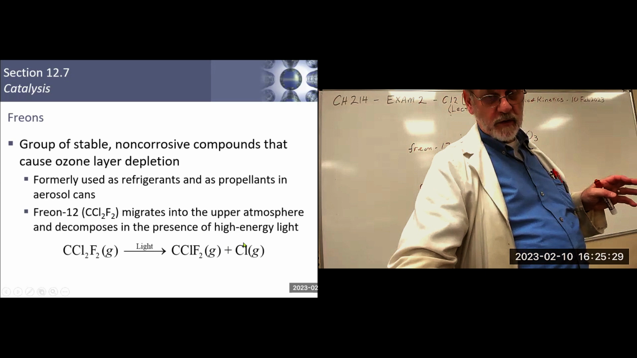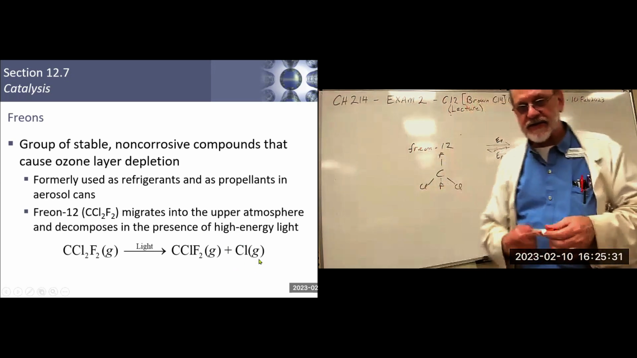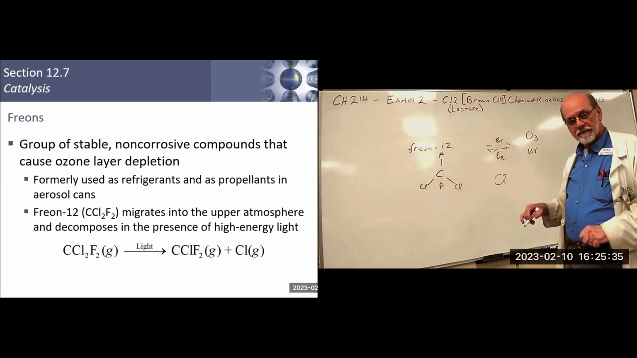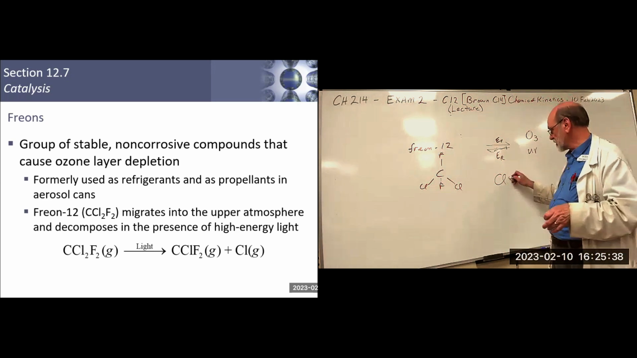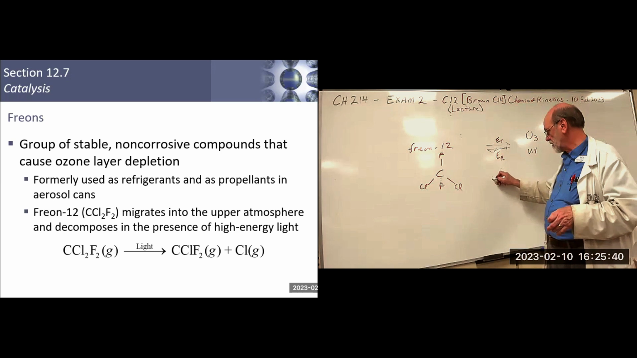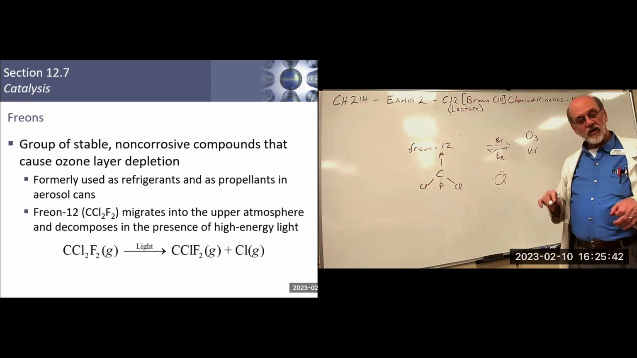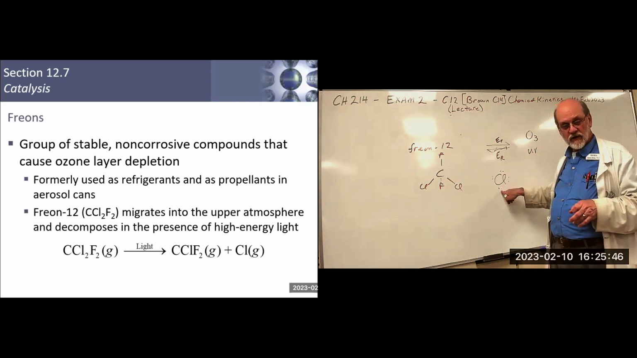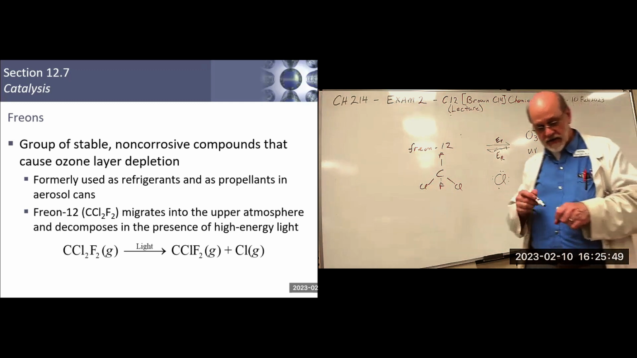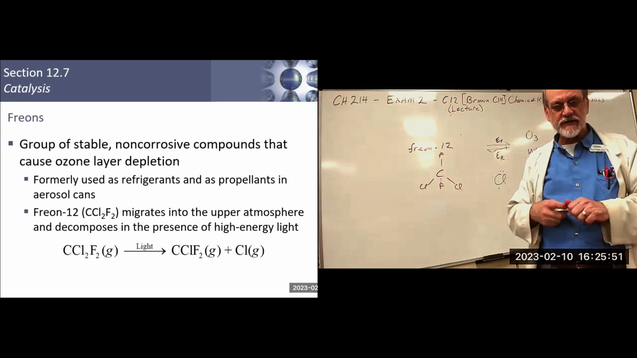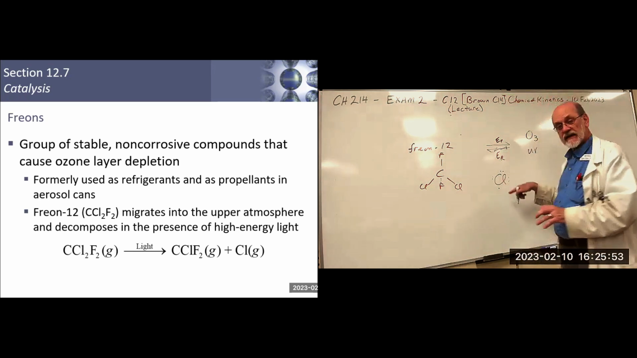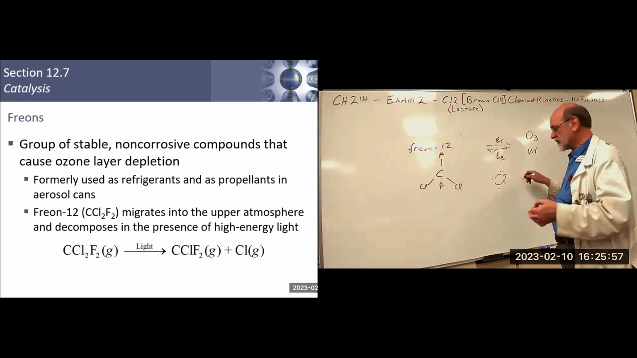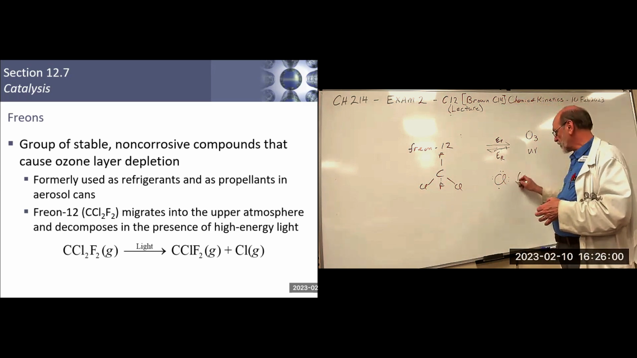And this is the important one right here. This single atom of chlorine, if you remember your Lewis dot structures, that chlorine in the valence electrons has one unpaired electron. That unpaired electron is extremely reactive. Any chemical, any molecule, any atom that has an unpaired electron is called a free radical.